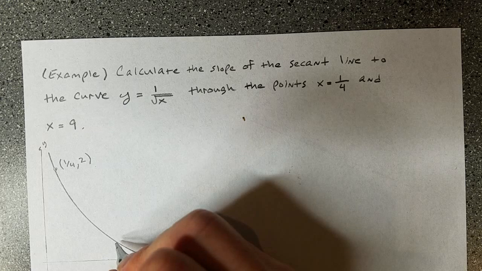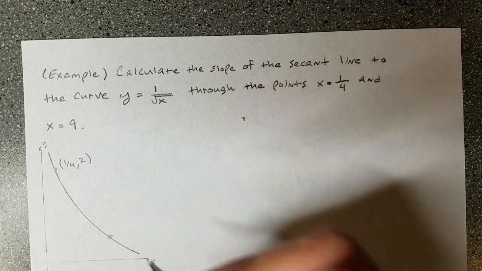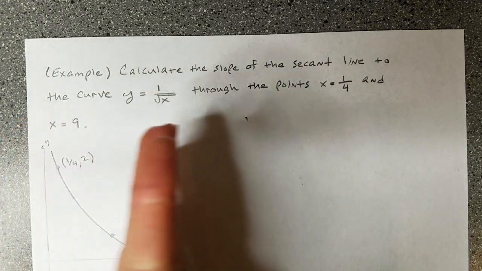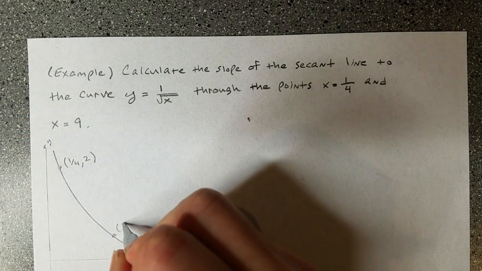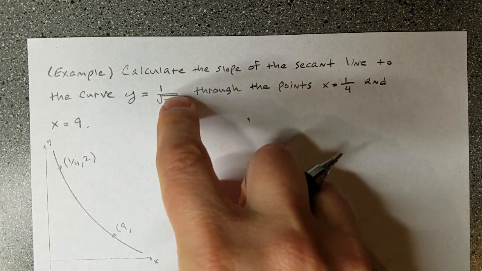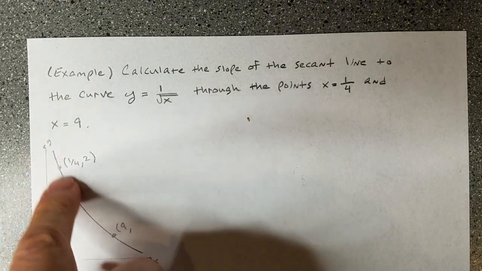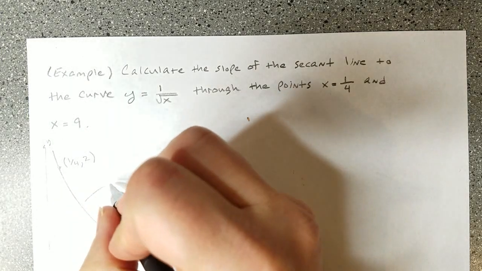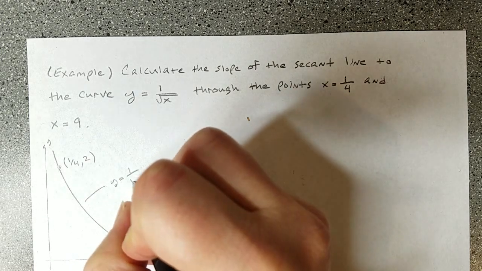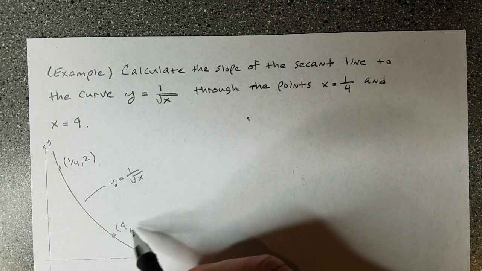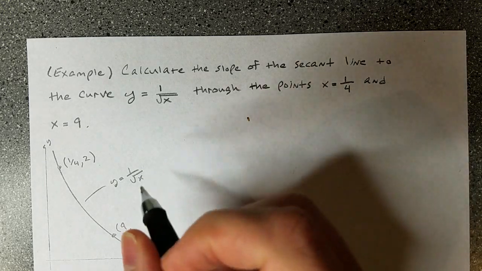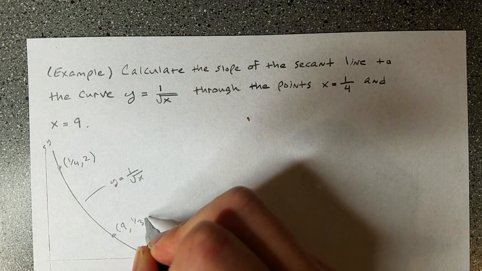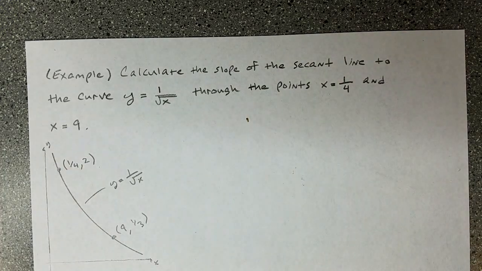And then this other point, now this is definitely not to scale, but this other point, 9, is further down to the right. See that curve right there? See that bend? That's the curve y equals 1 over root x. This point is going to be 9 for x, and 1 over the square root of 9 is 1 over 3, so 1/3 for y. So there are your points.